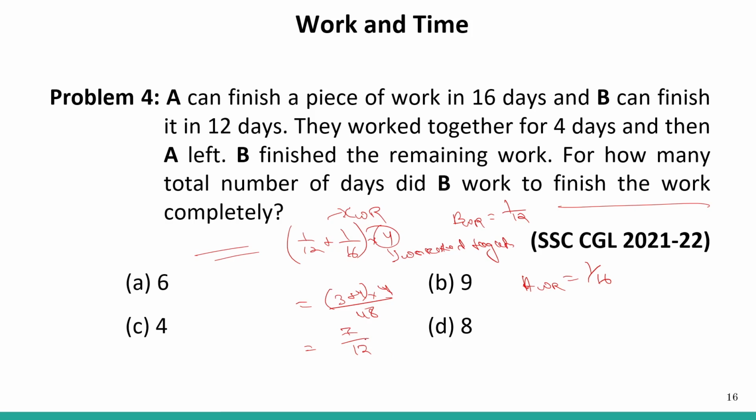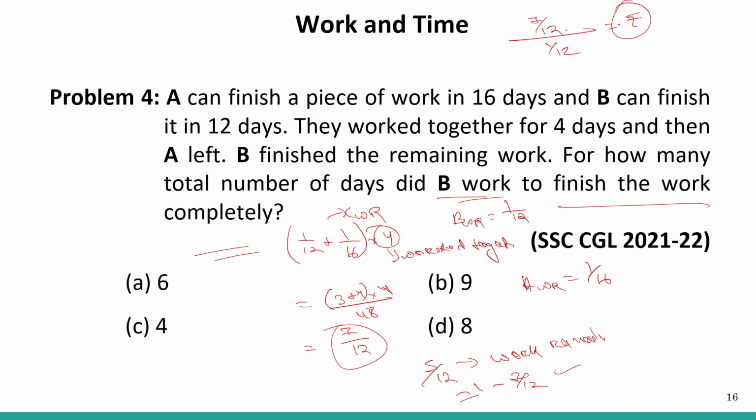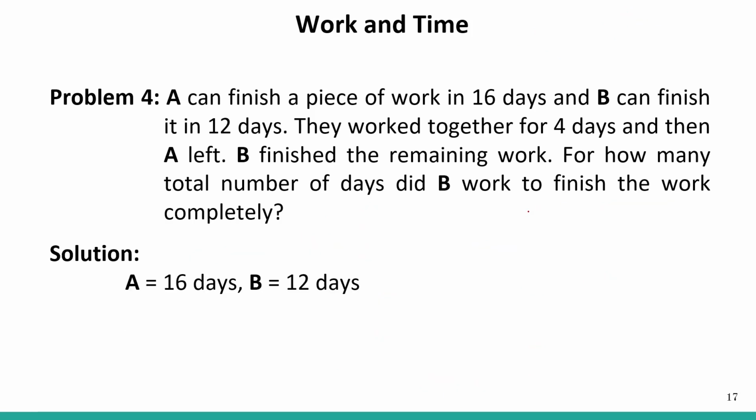Okay. So 7 by 12 is their fraction of work done. So how much work is remaining? So 5 by 12, right? Work remaining is 1 minus 7 by 12. Right. So if this much amount of work is remaining, the total number of days B worked to finish the work will be the amount of work remaining divided by B's work rate. B's work rate is 1 by 12. So it will be 7. So it will take 7 days for B to finish that work completely.